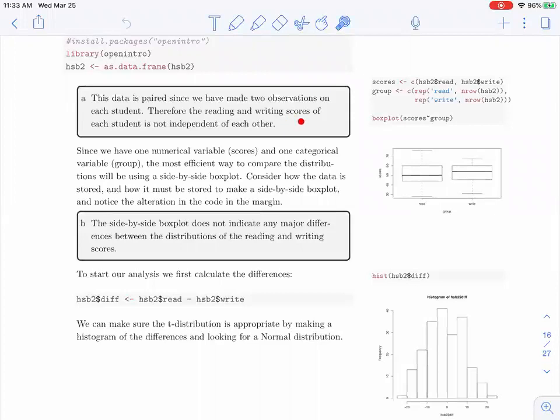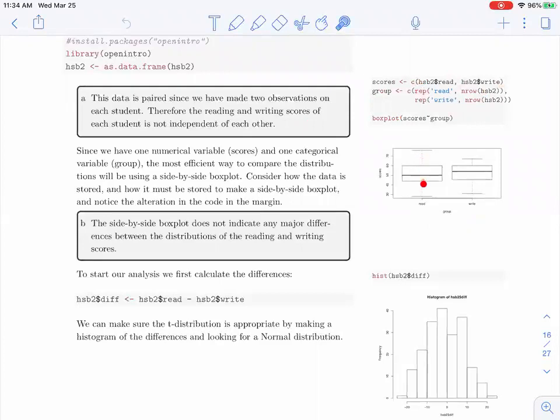So we've decided we've got paired data, and I've shown the side-by-side box plots. You can just ignore the R code here. You don't have to do that or use that, but it's good to have seen it. It doesn't hurt.